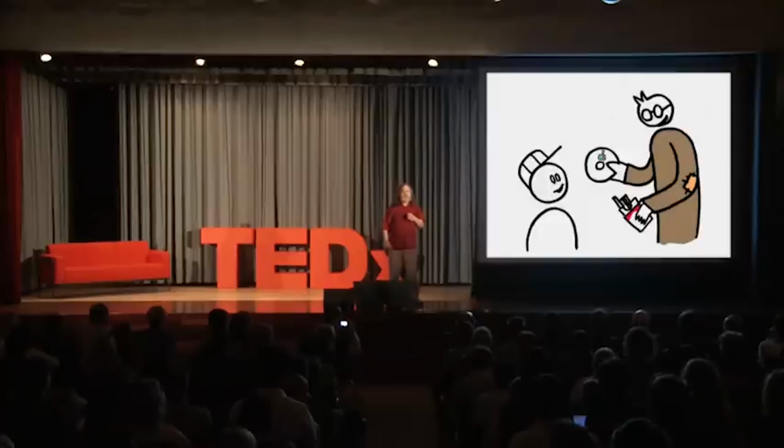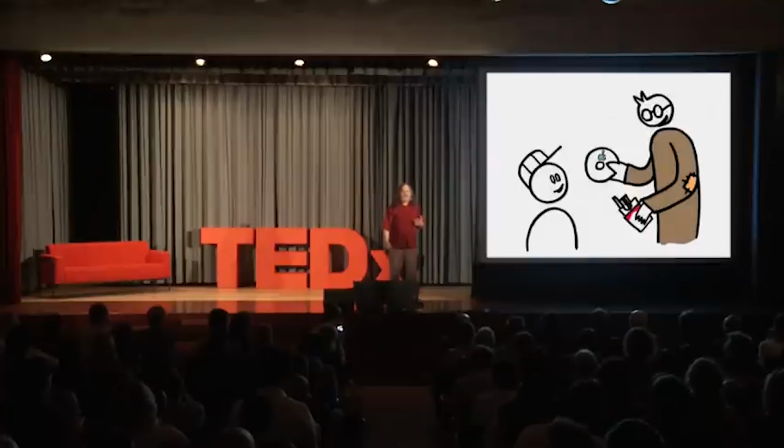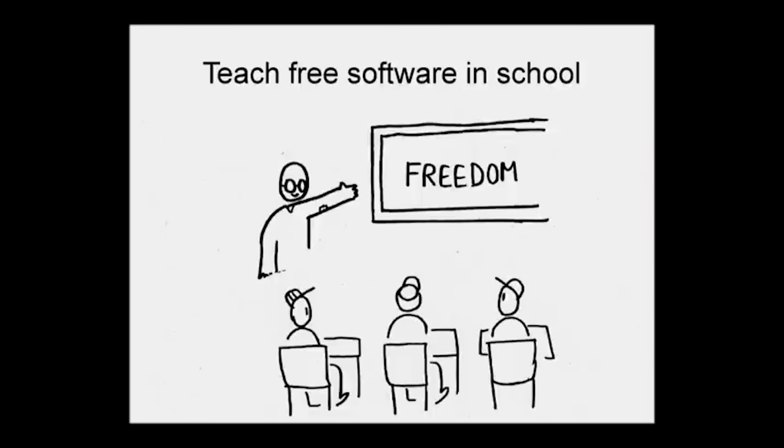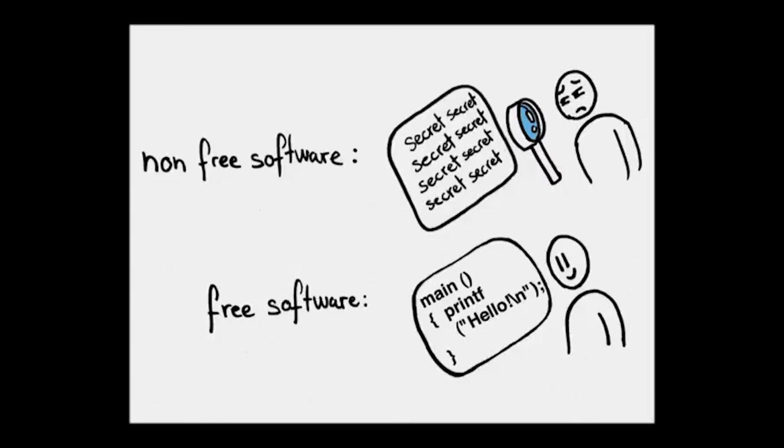It's implanting dependence, which is the opposite of what schools should do. A school should prepare citizens to live in a strong, capable, independent, cooperating, and free society, which means teaching free software in the school. But there's another reason to do that for education.